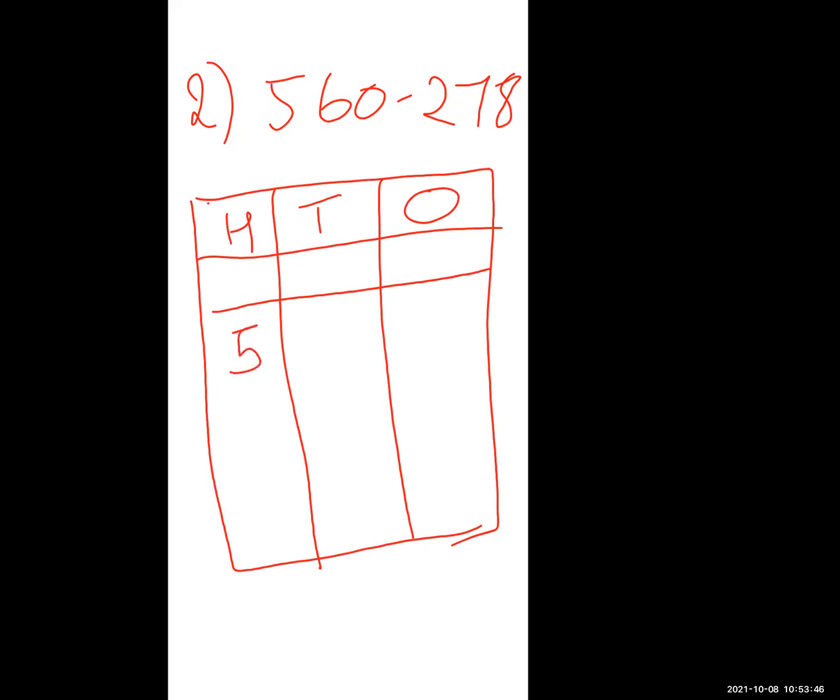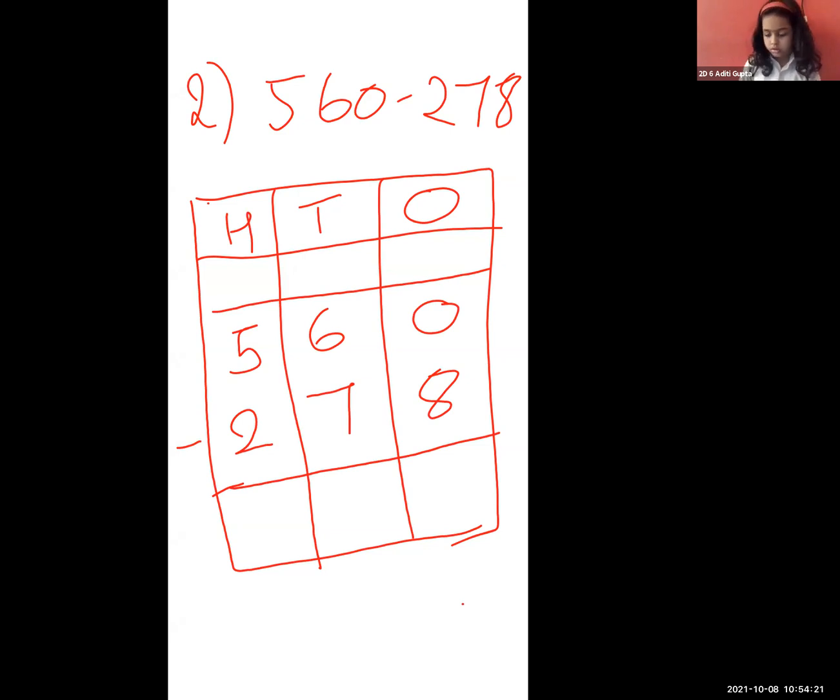Then we have to write 5 hundreds, 6 tens and 0 ones, minus 2 hundreds, 7 tens, 8 ones. It means 278. So let me subtract the numbers. Here Aditi, can you tell me, 0 minus 8, is it possible? Will 8 be subtracted from 0? No. So what do we have to do?